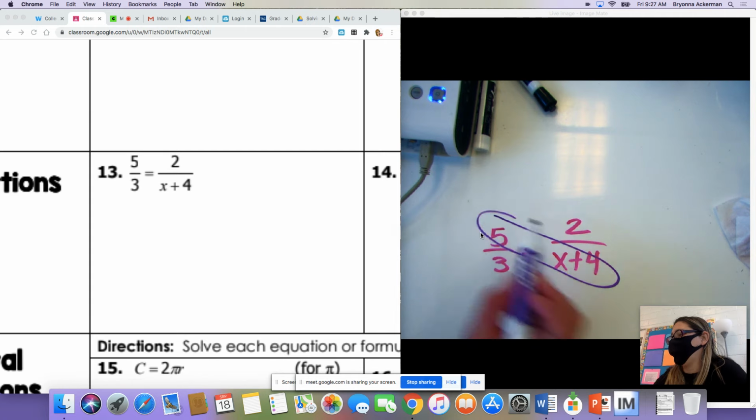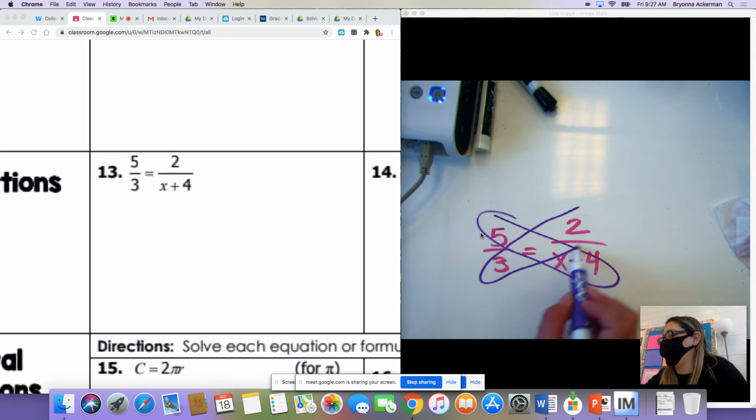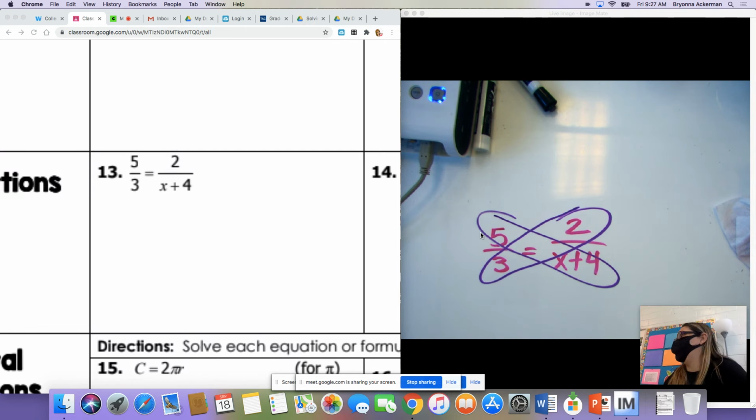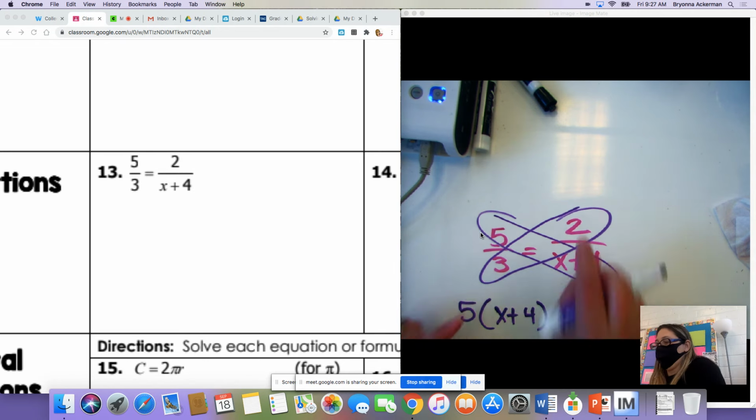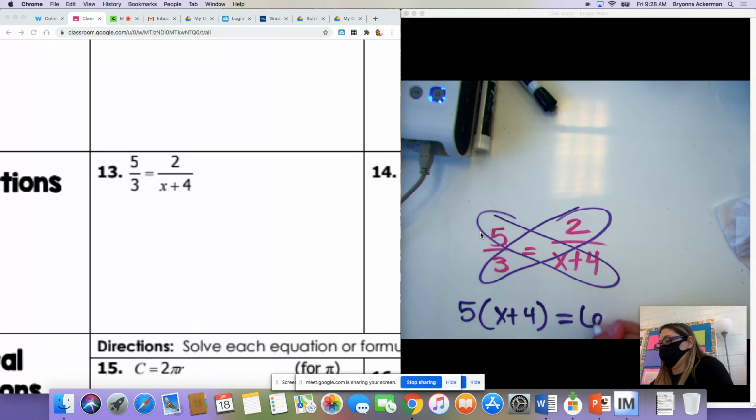Does that sound familiar? It depends on the teacher you have, I think. Because that kind of looks like a butterfly, I guess. I don't know. But we're going to cross multiply. So we're going to say 5 times the x plus 4 equals 3 times the 2, which in this case is just 6, right?